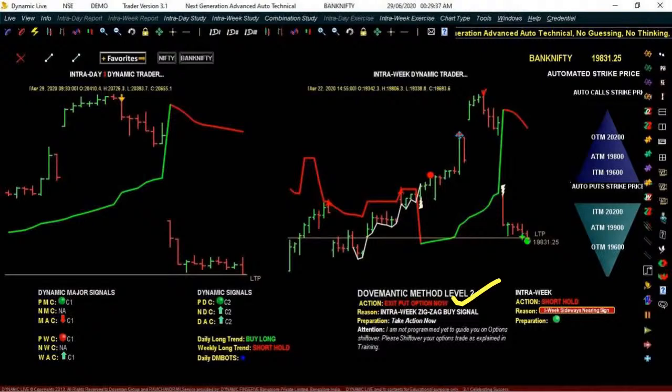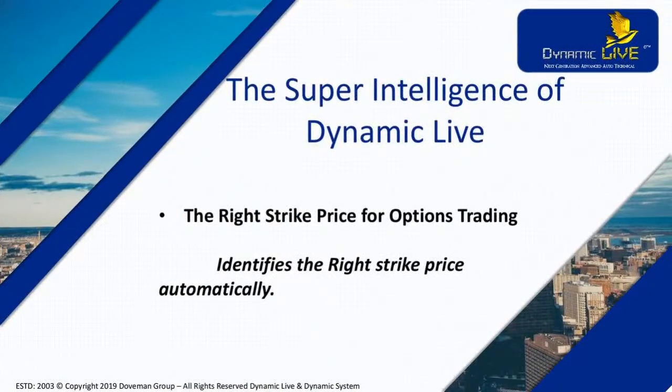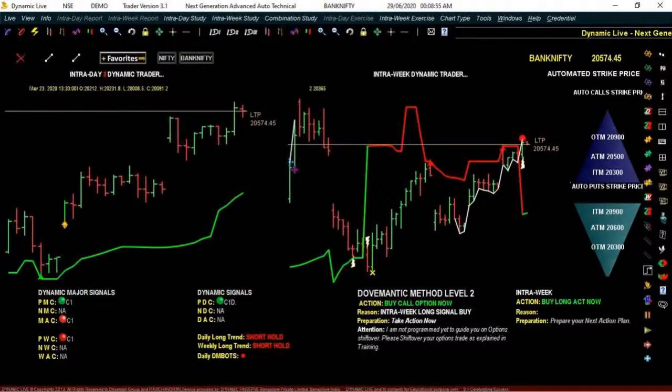But when it comes to trading in options, there is one more important thing that you have to learn, and that is to select the right strike price. Some of you watching this session may be thinking, boss, first of all, I don't know what a strike price is. Well, you don't have to know what a strike price is, but the only thing you have to know is that when it comes to trading in options, there is something called a strike price, and you have to select one because there will be many strike prices available. But today, you don't have to worry because even the right strike prices are automatically identified by this Dynamic Live. You can see here the automated strike prices.